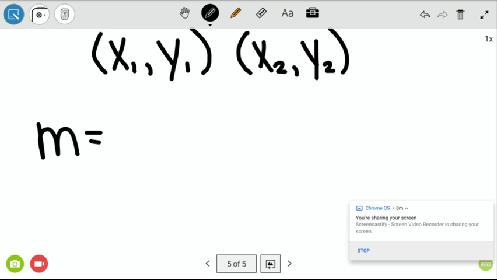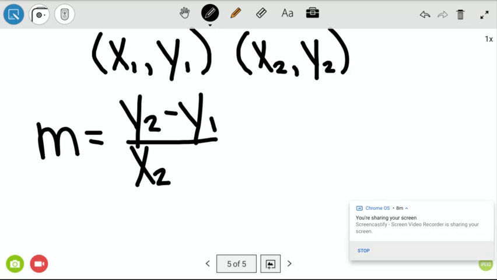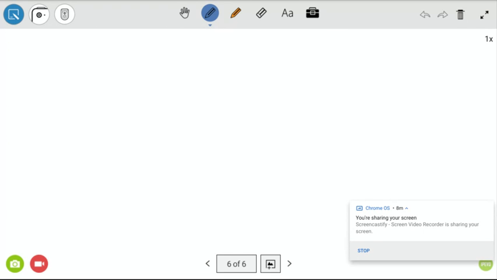Hopefully you guys did this formula in middle school. y2 minus y1 over x2 minus x1. So you're going to subtract the 2 y coordinates for the top, and then for the denominator, you're going to subtract the x coordinates. We've got to remember to pay attention to our rules. Like if we're subtracting a negative, that turns into addition. So we'll do some examples here, and you can see how these work in action.